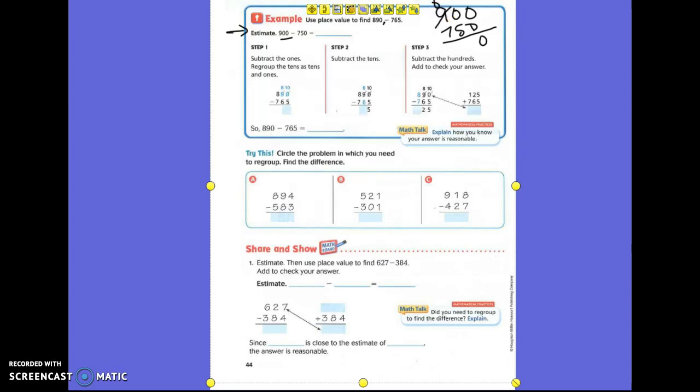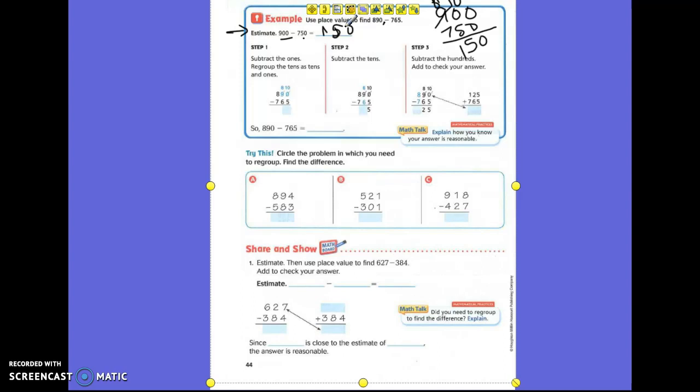So you have to make the 9 an 8 and make the 0 a 10. Now it's 10 minus 5, and 10 minus 5 is 5. Yes, this is an 8 up here now. It's 750, not 780. Now 8 minus 7 is 1. So what is 900 minus 750? 150.